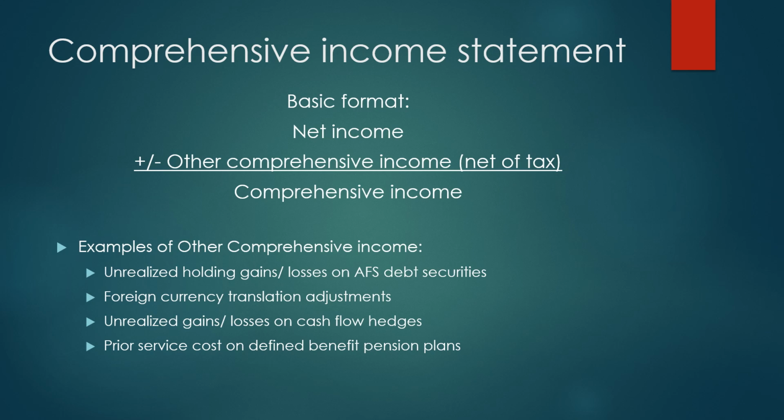Net income is net of tax, so we need to take into account the tax effect on your other comprehensive income or OCI items. So examples of other comprehensive income items include unrealized holding gains and losses on AFS debt securities, foreign currency translation adjustments, unrealized gains and losses on cash flow hedges, prior service costs on defined benefit pension plans. So the one of those with which you should be familiar is the first one, unrealized holding gains or losses on AFS debt securities. If it's an unrealized holding gain, we would add it in. If it's an unrealized holding loss, we would subtract it out. So net income may be more or less than comprehensive income.